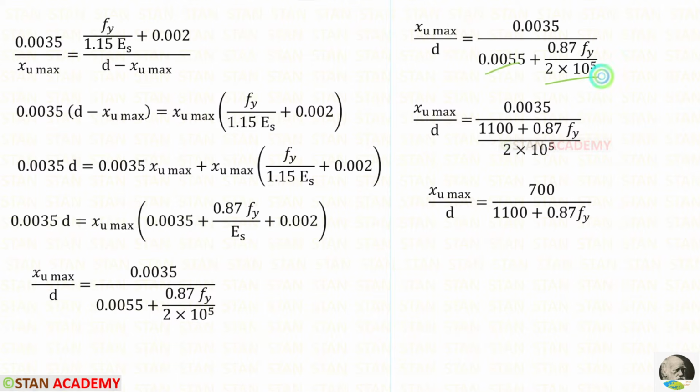For these two terms, we can take LCM. When we multiply these two, we will get this. We can take this in the numerator. 0.0035 into 2 into 10 power 5. It will be 700. So we will get this expression.